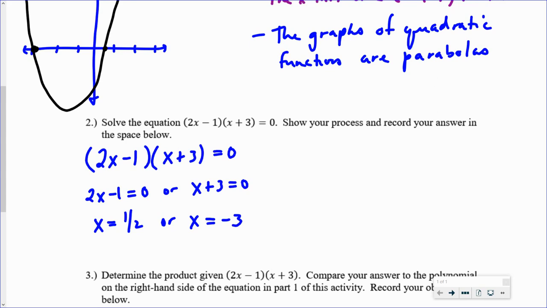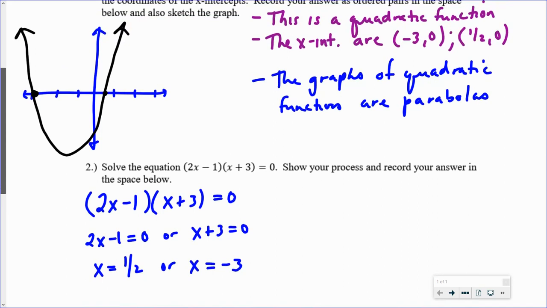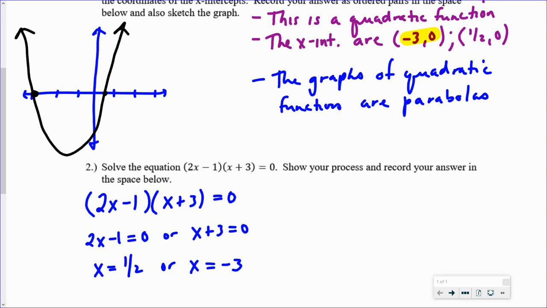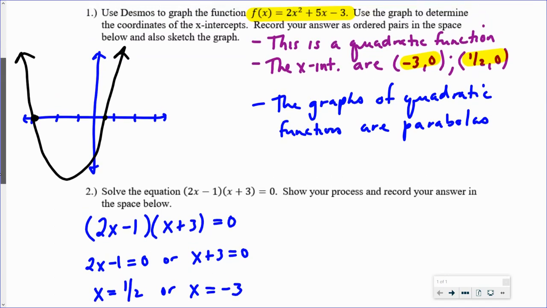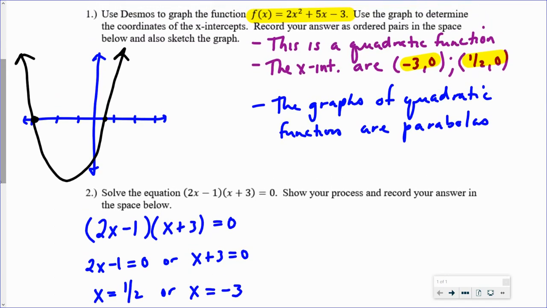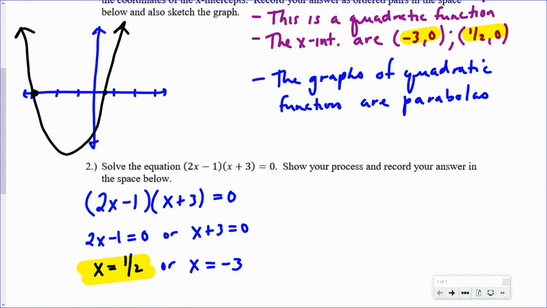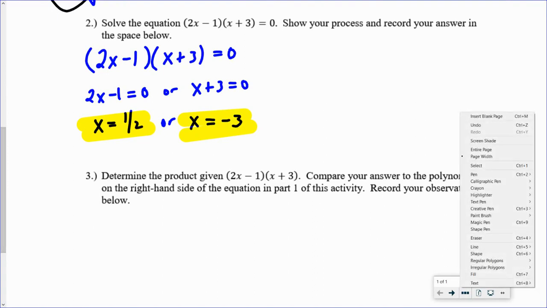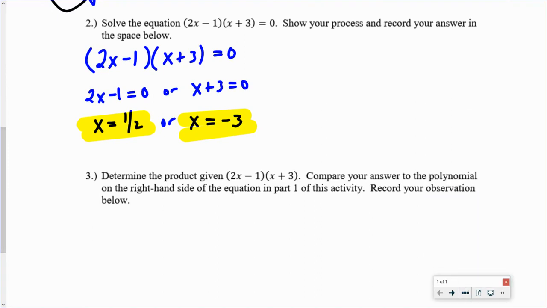Now, the interesting thing about this is if we take a look above, the x coordinates of our x-intercepts that we found on the graph of the function f of x equals 2x squared plus 5x minus 3 are exactly the same as these solutions that we found down here. So we want to see if this is a coincidence or if there's a reason why this is happening. So let's take a look at another example that will hopefully tie all this together.